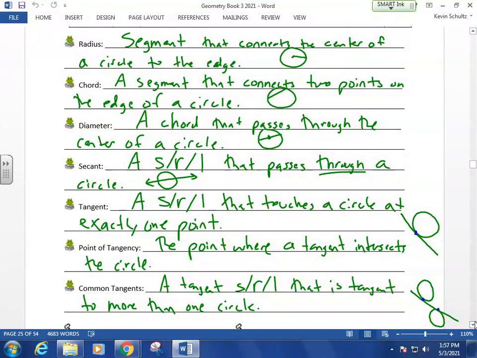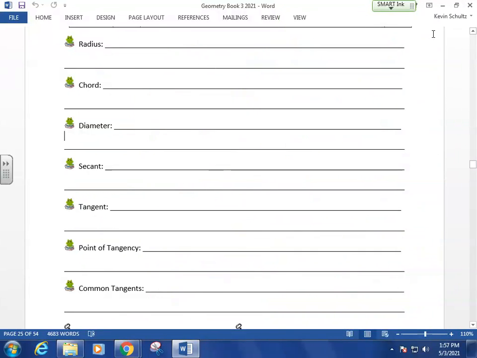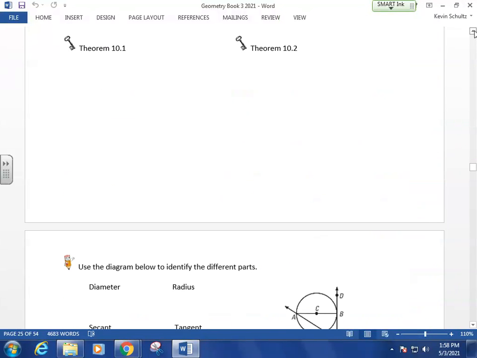Okay. Two theorems involving tangents. Theorem 10.1. Basically, what this is saying is that a line that is tangent to a circle is perpendicular to the radius of the circle. A line that is tangent to a circle is perpendicular to the radius of the circle.